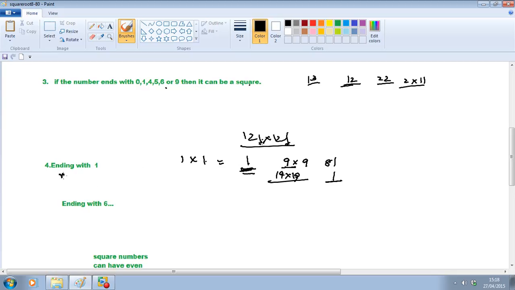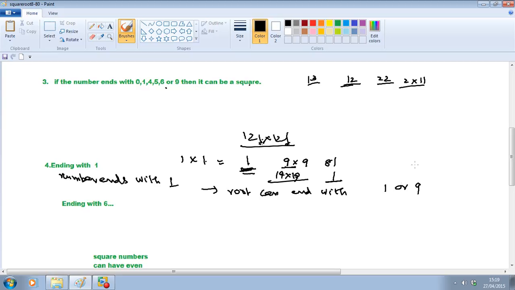So if the number ends with 1, the root can end with 1 or 9.